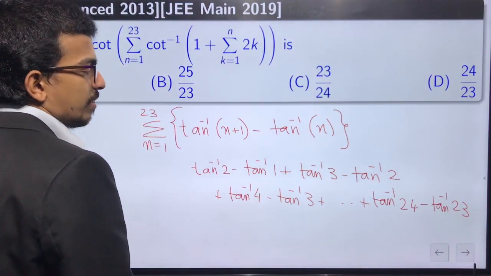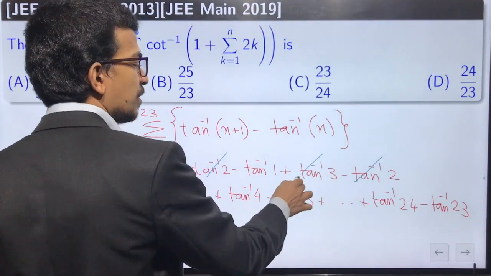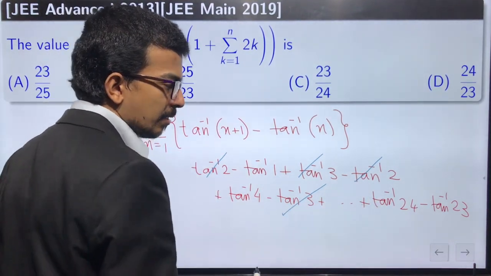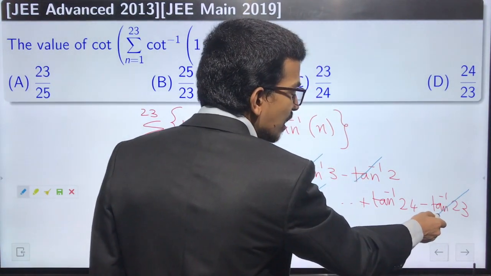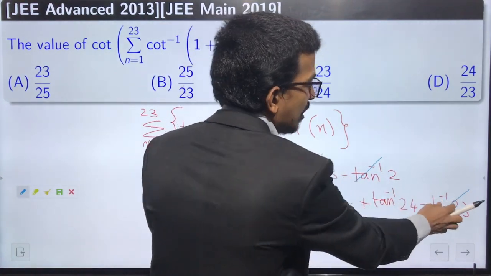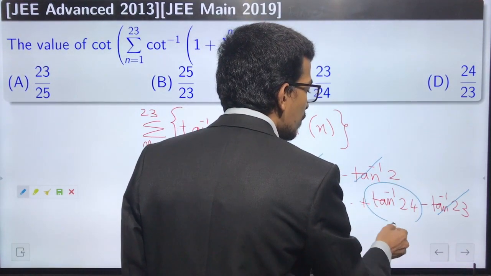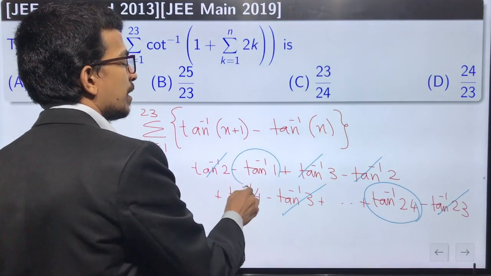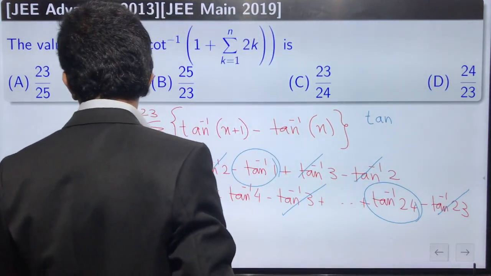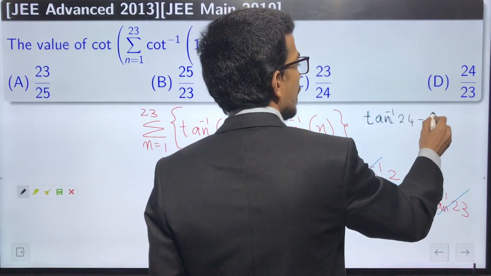So a lot of terms get cancelled, right? This tan inverse of 2 gets cancelled with tan inverse of 2 here. This tan inverse of 3 gets cancelled with tan inverse of 3 here. Similarly, it keeps getting cancelled. So what will be remaining? Even this tan inverse of 23 will get cancelled with the first entry of the next term. So what will be remaining? This tan inverse of 24 will be remaining, and this tan inverse of 1 will be remaining. So what is left is tan inverse of 24 minus tan inverse of 1.